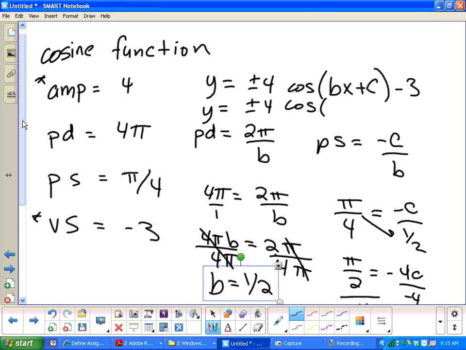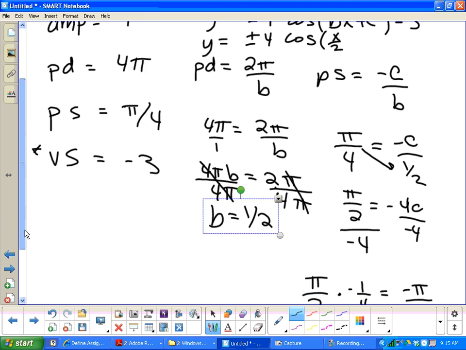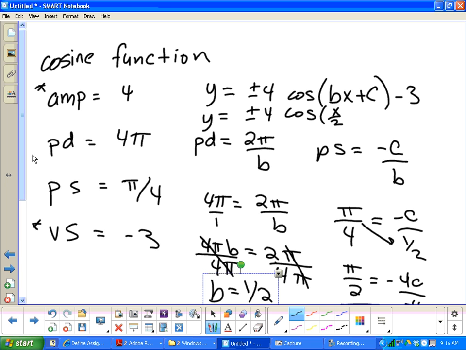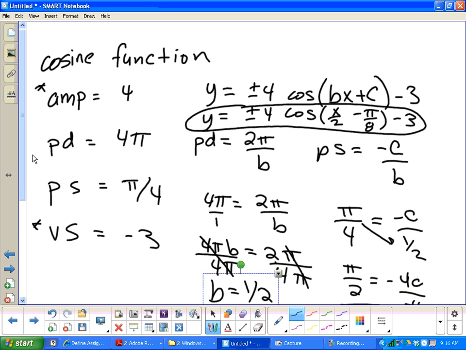All right, so what do we find out for b there? 1/2. So you can say 1/2 x. What's another way to write that? X over 2. Could you write 1/2 x? Yeah. Sure. Okay. So same thing, x over 2, 1/2 x. All right. And then plus c. So negative pi over 8. So it would be minus pi over 8. And then minus 3. That's it. Okay.